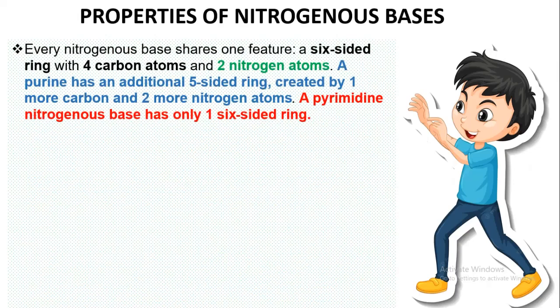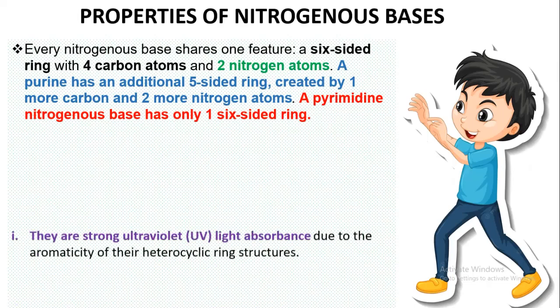Let's look at properties of nitrogenous bases. We need to understand that every nitrogenous base shares one feature: they have a six-sided ring with 4 carbon atoms and 2 nitrogen atoms. However, a purine has an addition of a 5-sided ring created by 1 more carbon and 2 more nitrogen atoms. A pyrimidine has only 1 six-sided ring.